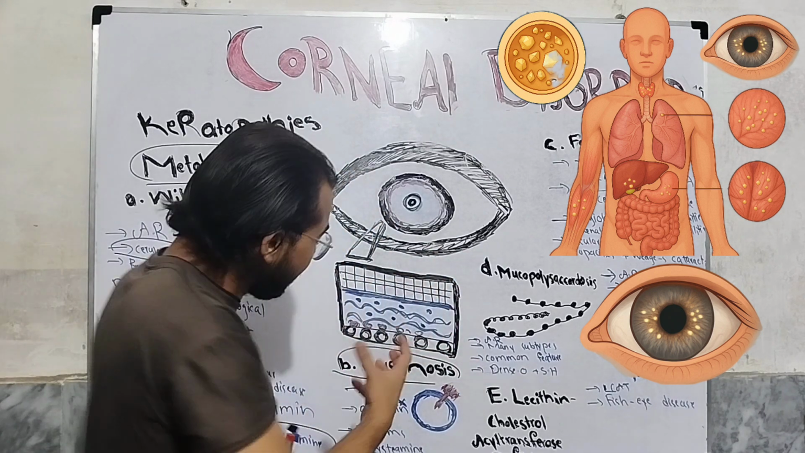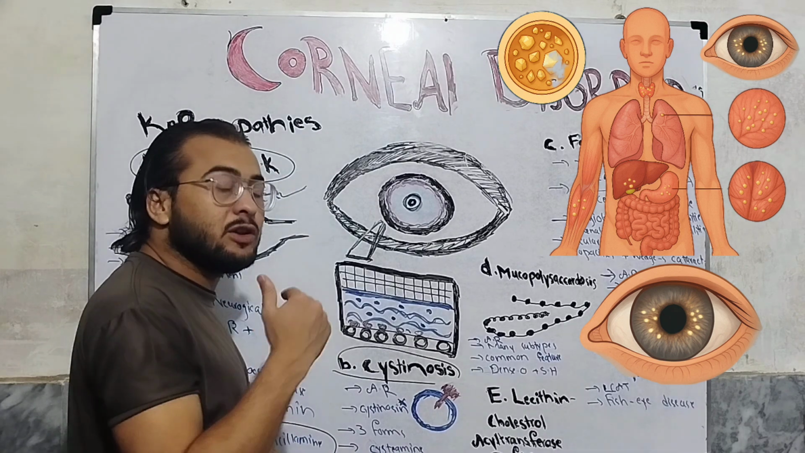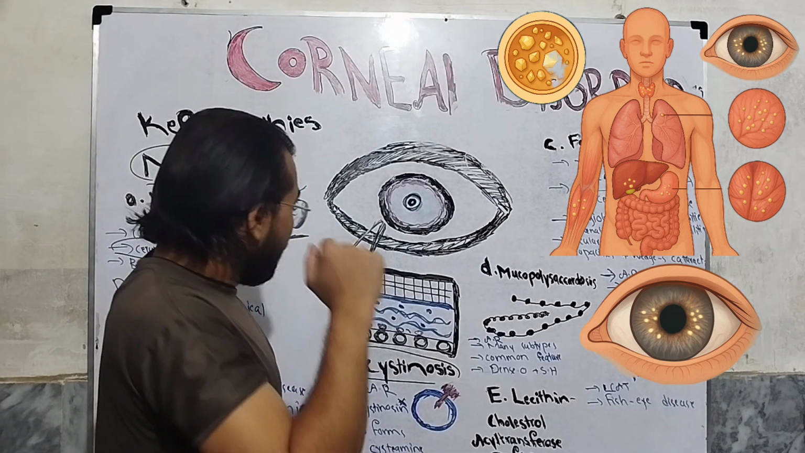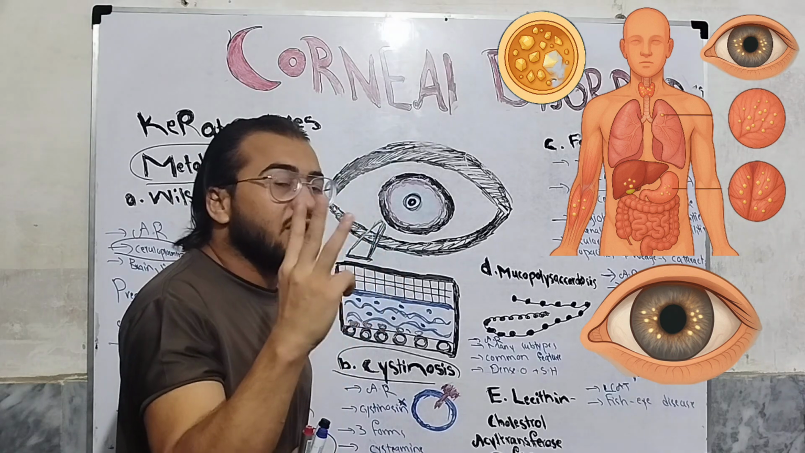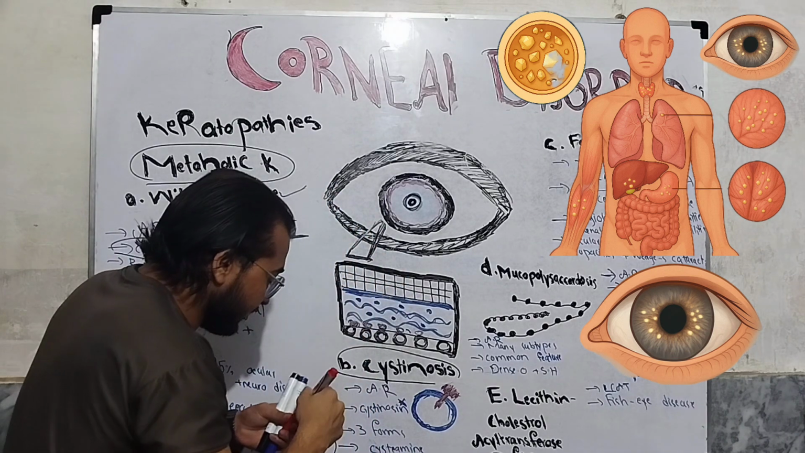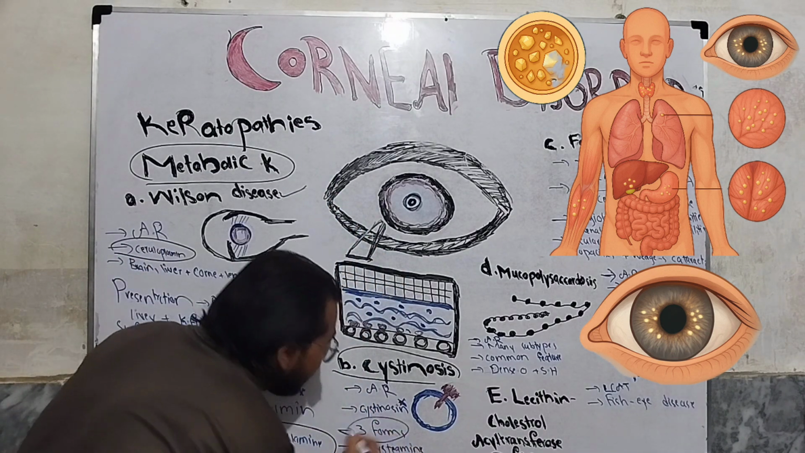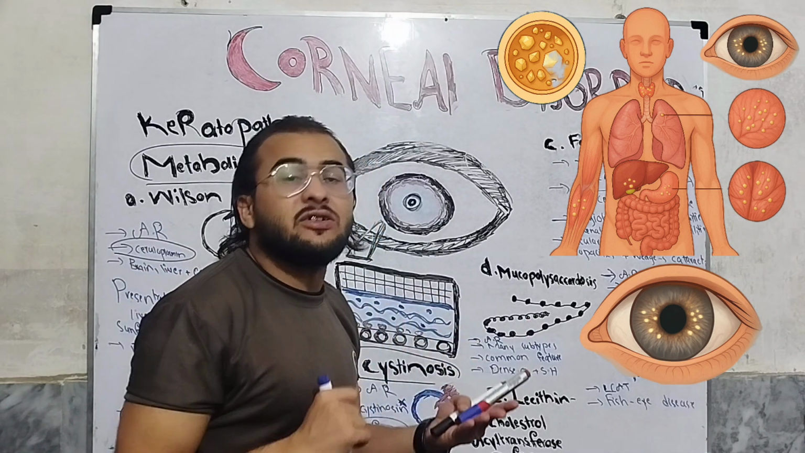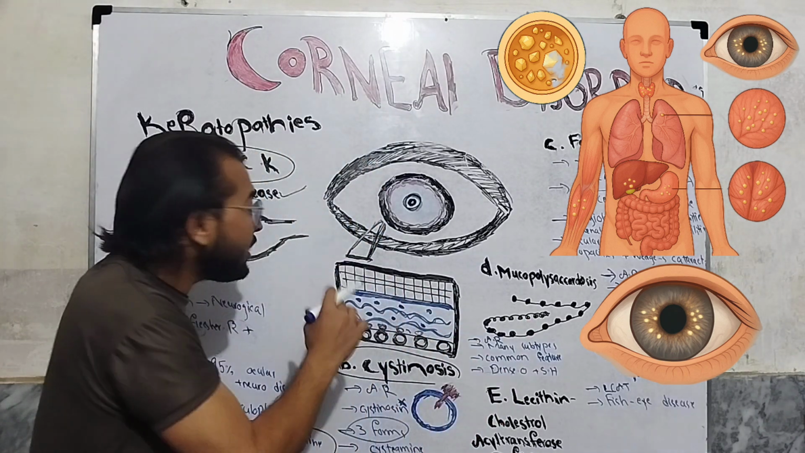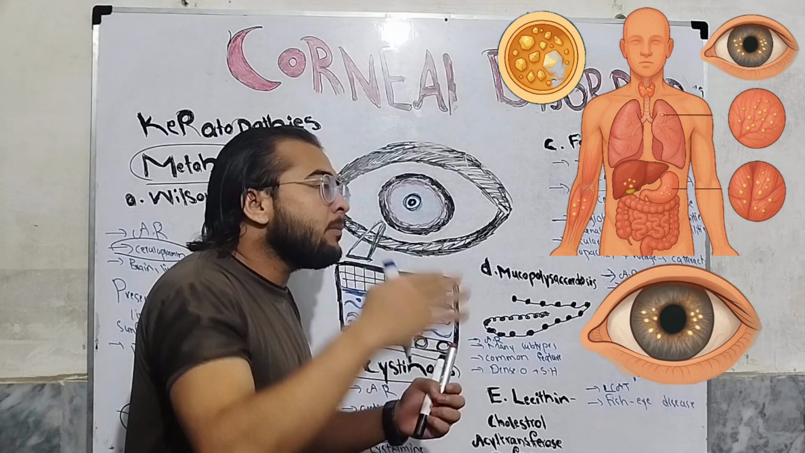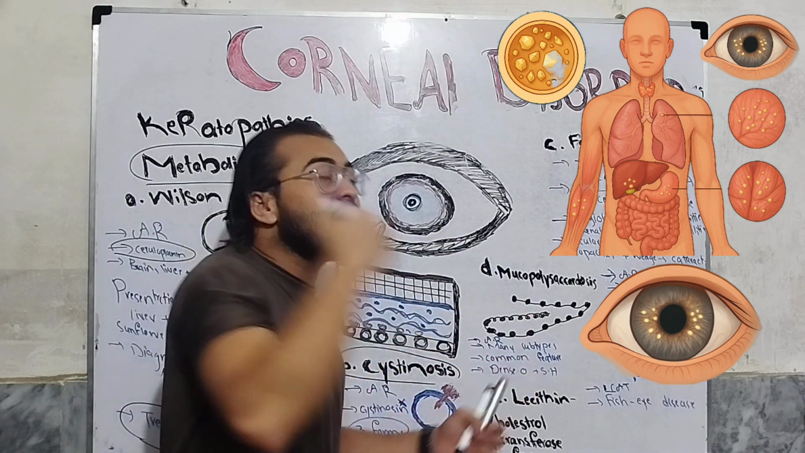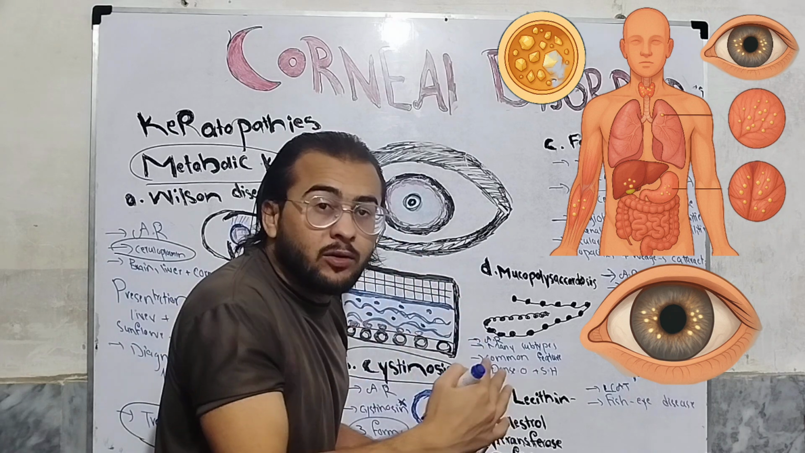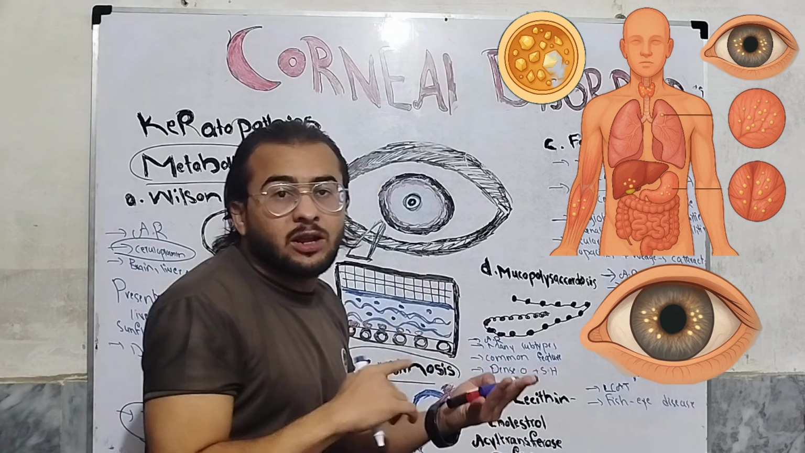How will the patient present to us with cystinosis? There are three forms of this disease: nephropathic form, non-nephropathic form, and intermediate form. The nephropathic form is presenting as pediatric renal failure. So it will cause renal failure in a newborn. So it is the nephropathic form.